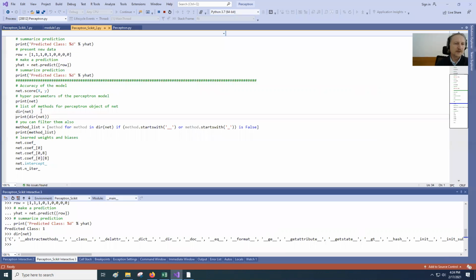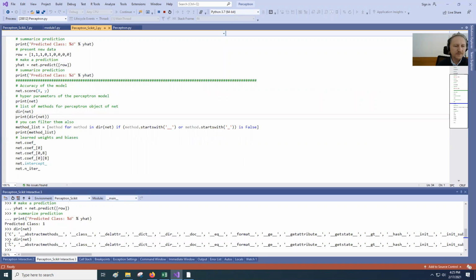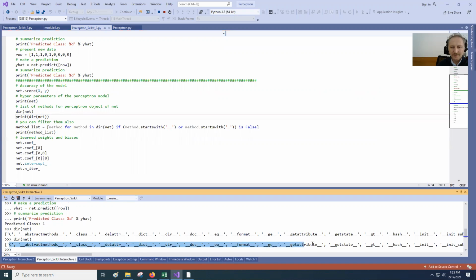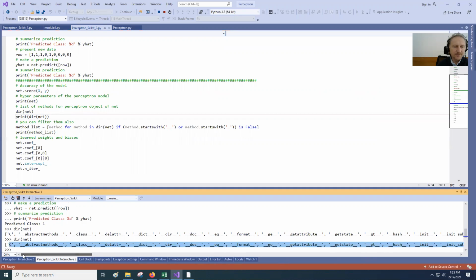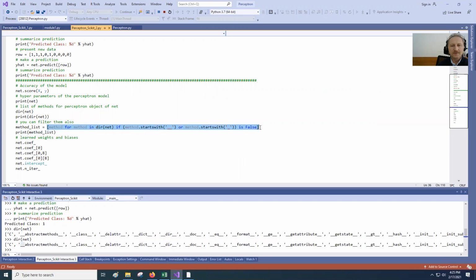Control Enter. And let's run again. So you are going to see many methods available. Yes, there are many methods available. But some of them we are not interested in. For example, let's filter the underscore methods. If you want to filter, you can filter by using one functional programming. In functional programming, without making a loop, you can do a loop as you see here.